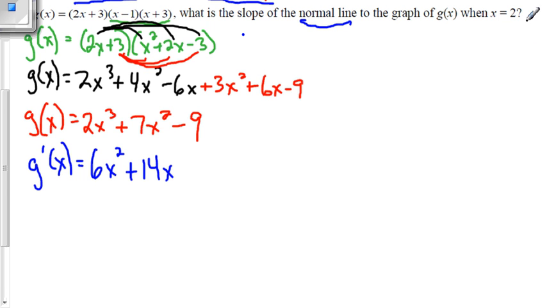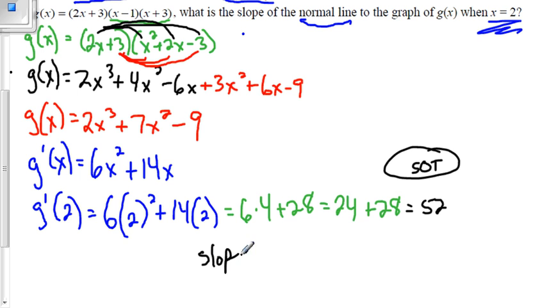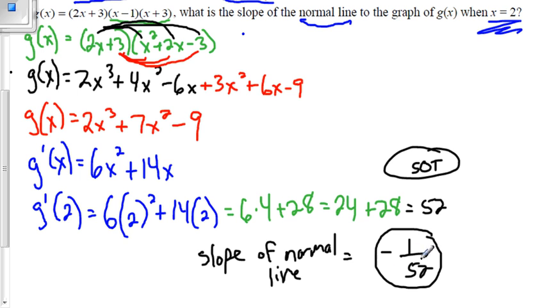So there's my derivative, 6x squared plus 14x. I want to find the slope of the normal line when x equals 2. First I have to find the slope of the tangent line when x equals 2. So every place we see an x, we substitute in 2, and I get 52. This is the slope of the tangent line. For the normal line, I'm just going to take the negative reciprocal of this, and that's going to be negative 1 over 52. Okay? So do a little more work up front, multiply those out as a polynomial, then differentiate.